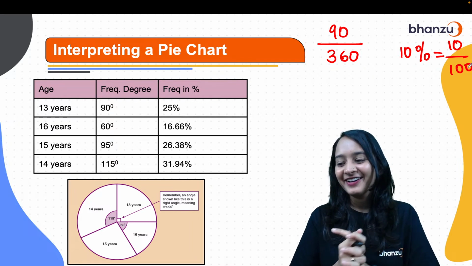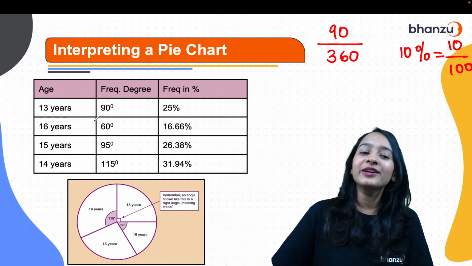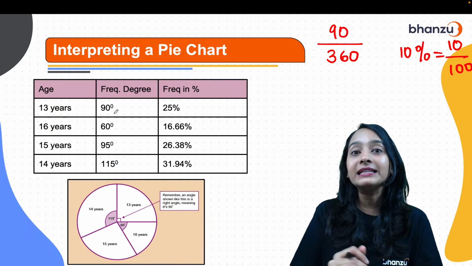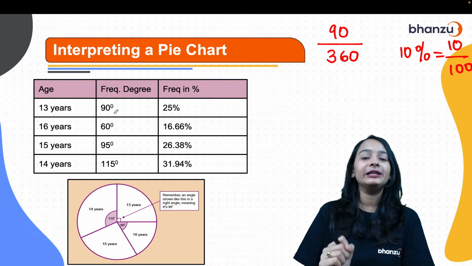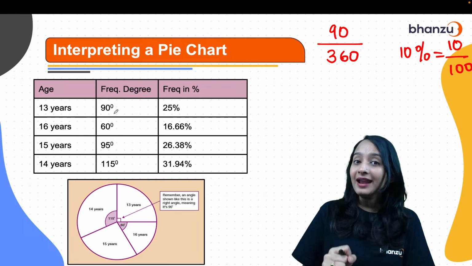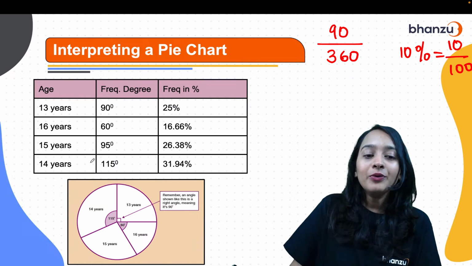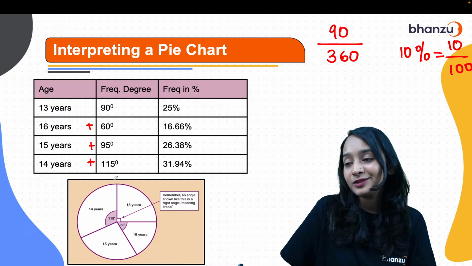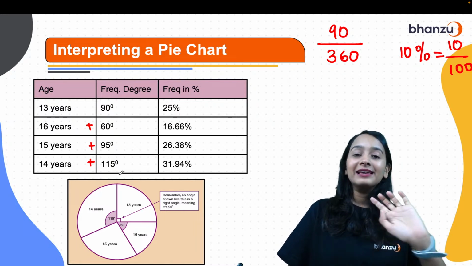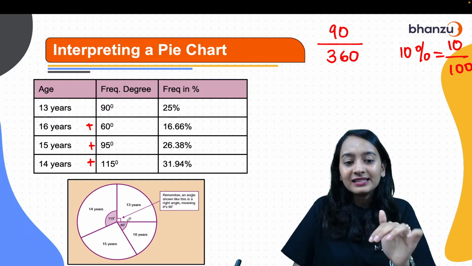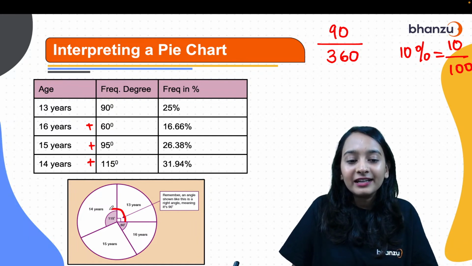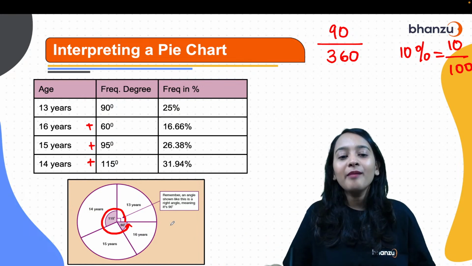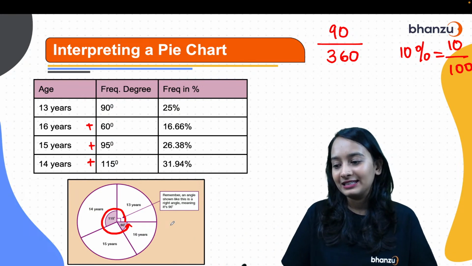Alright? Awesome. So here also I have divided 90 by 360. Why? Because 360 is a complete angle. And let me also tell you this fun fact here. When you add up all these degrees, 60 plus 90 plus 95 plus 115, you will always get 360 degree. Because when you look at the entire thing, they're complete angles. So when you add all of them up, you get 360 degrees.